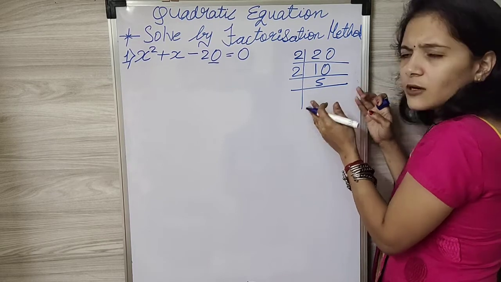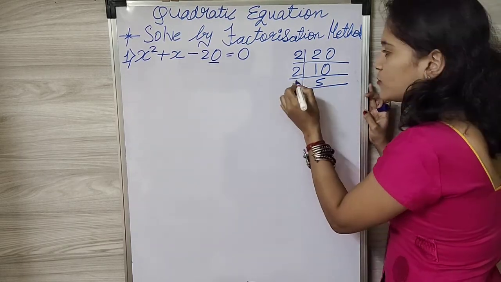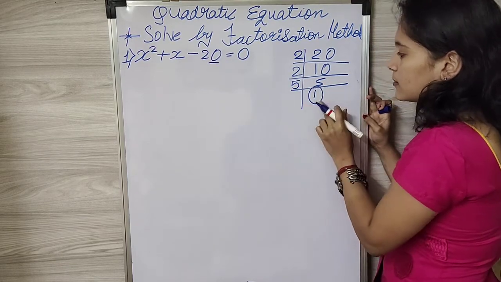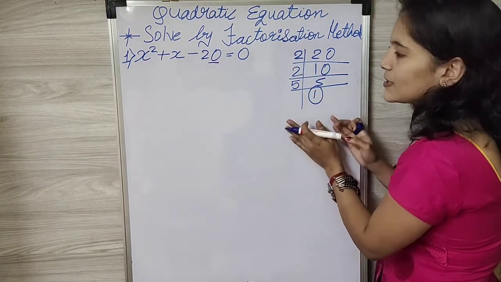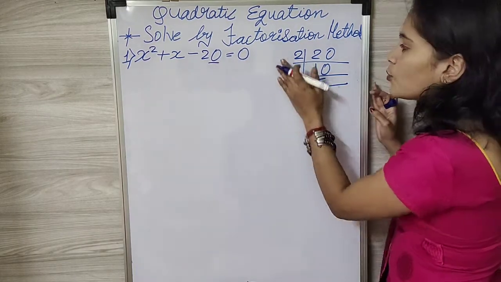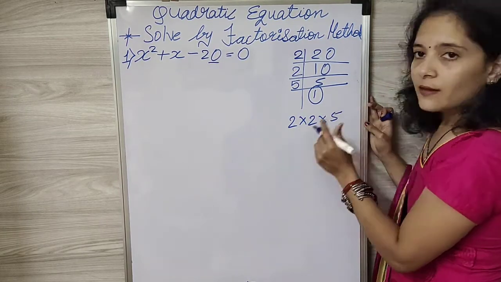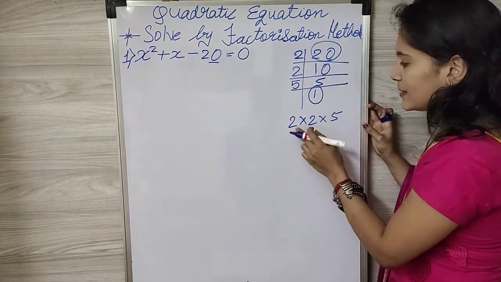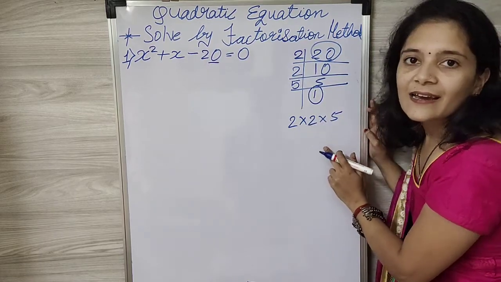Now 5 is not divisible by any other number, only 5 is divisible by 5, so 5 ones are 5. At last I want the number 1 here. If number 1 comes here, then the factorization has been completed. So what is the number? 2 into 2 into 5. That is, if you multiply, the number is itself 20. 2 2s are 4, 4 5s are 20. So my factorization is correct, right?